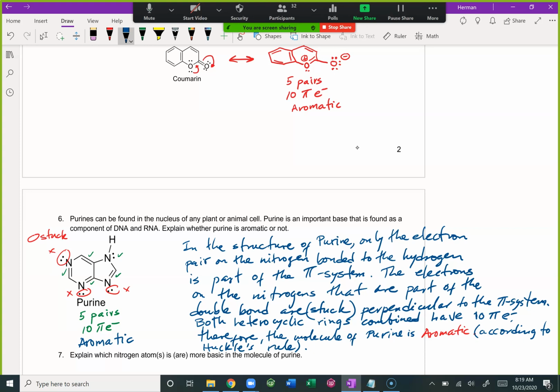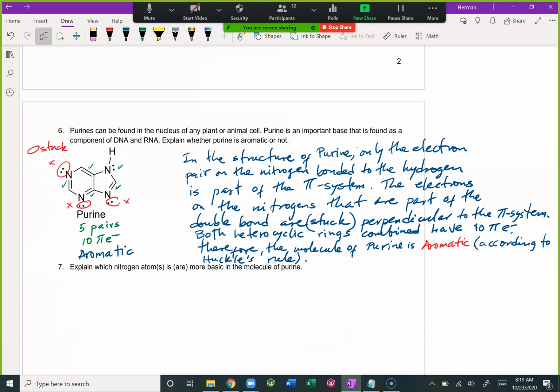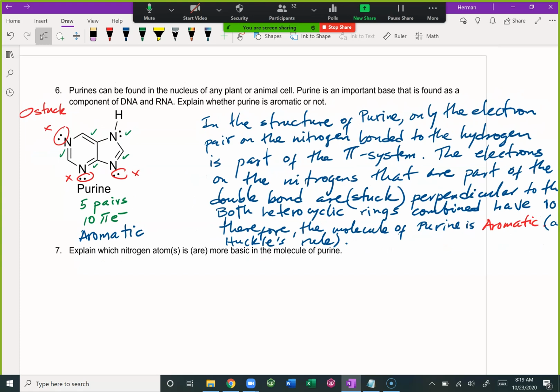All right. So the next question is quite interesting, actually. Now, it says, explain which nitrogen atom(s) are more basic in the molecule of purine, and think why. Anybody want to chat about this? Just think on your feet right now and try to come up with an explanation. Which ones are basic? How would you approach this?